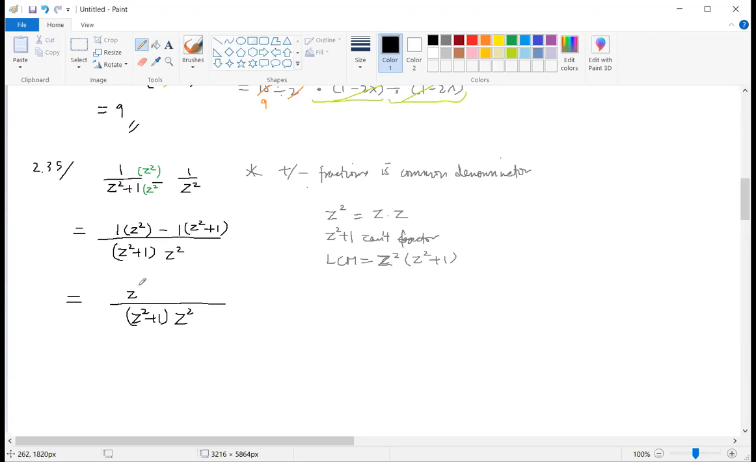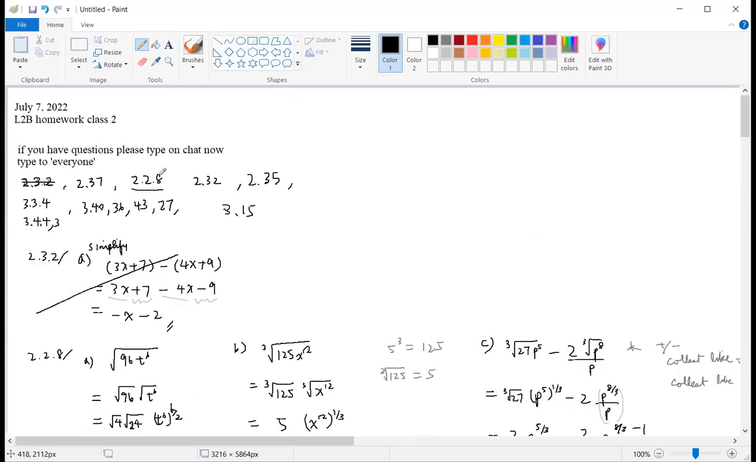So 1 times z squared is z squared, minus 1 multiplying in is minus z squared minus 1. Here, of course, this plus and minus cancel, so the leftover is just -1 over this. At the end, nothing to cancel, so it's just that. Write it down. Anything you're not clear on, please ask. Next one should be 2.37.